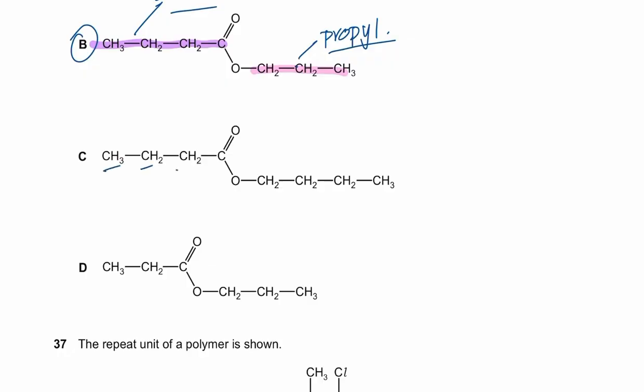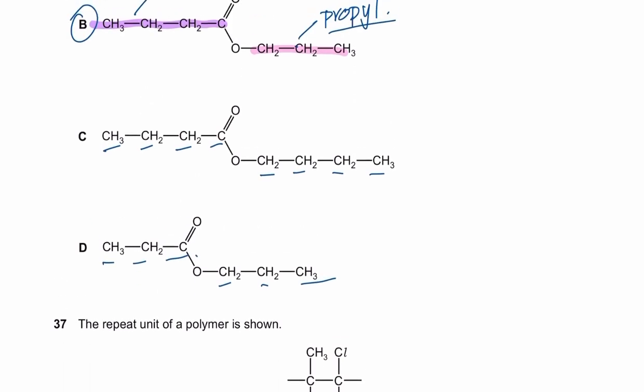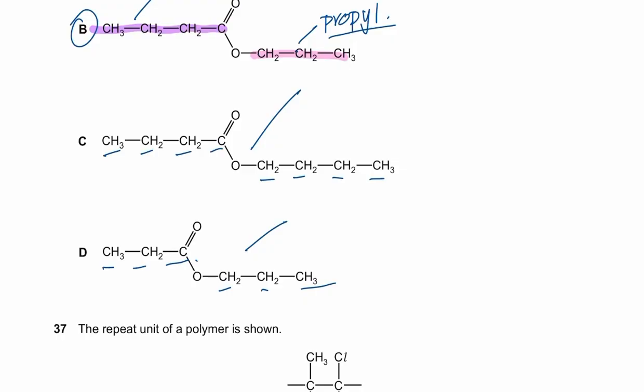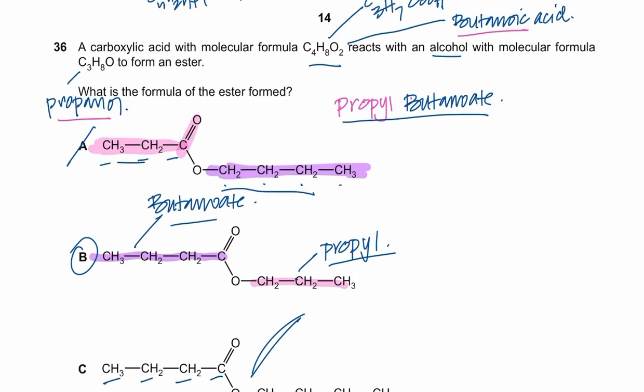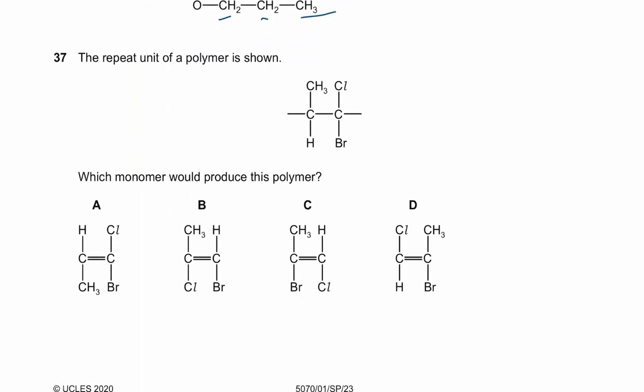C is meth eth pro but, that's butanoate, so it's butyl butanoate. And this is meth eth prop, that's propyl, so it's propyl propanoate, propyl propanoate, butyl butanoate, and the above one was butyl propanoate, right? So they were all wrong. B is the right option.